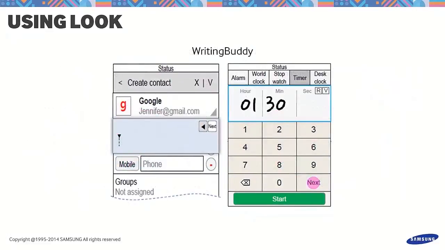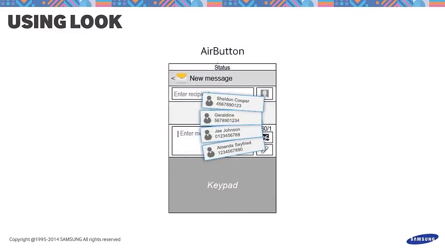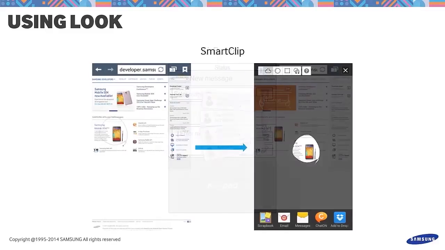Next is the WritingBuddy. This translates handwritten input to values accepted by the application. Hovering your S Pen on the target surface, an icon appears to show the input editor. Expanding the view for quick access to recent content or menus is the purpose of the AirButton. Using the S Pen, you can select from the list provided by the AirButton and perform additional operations.